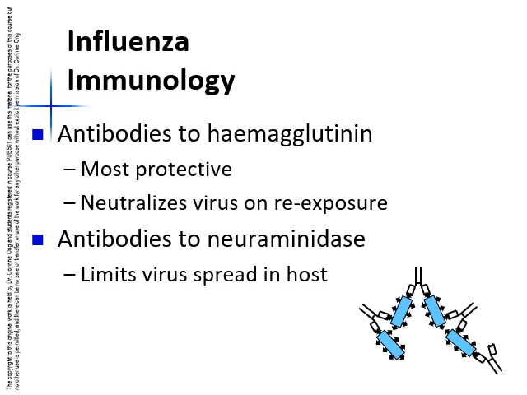Neutralizing antibodies are also protective. These are antibodies to the hemagglutinin spikes, which can neutralize flu viruses when a second infection occurs. Antibodies to the neuraminidase spikes also limit the spread of viruses in the host.